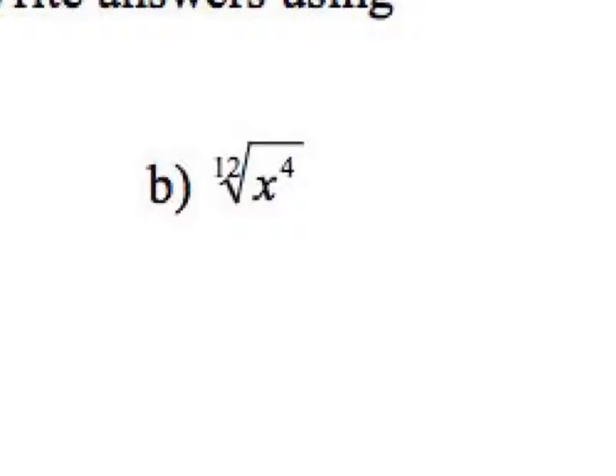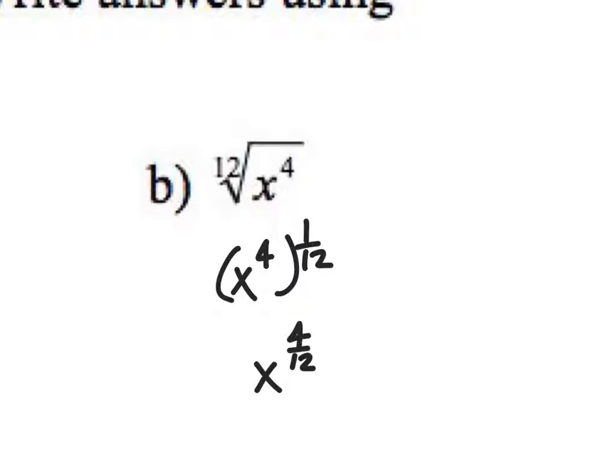Let's take a look over here on this one. This is going to be x to the 4th, and I'm going to raise that to the 1/12 power. From here I want to do x to the 4 over 12 power when I multiply those together. Each of these are divisible by 4, so I can simplify this and really write it as x to the 1/3 power.